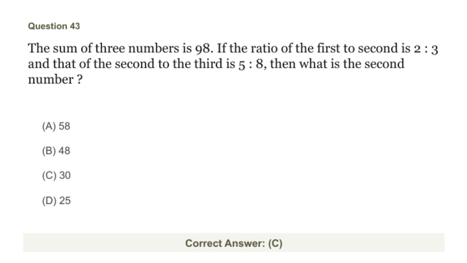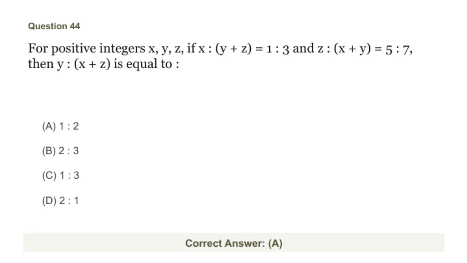Since the second number is 3x, that means 3 times 10, which is 30. And that matches our correct answer, option C. So the second number is 30, based on the ratios and the total sum provided. This example highlights how ratios help us break down complex problems into manageable parts, connecting ratios directly to the algebraic expressions for each number. Let's break down the problem step by step.